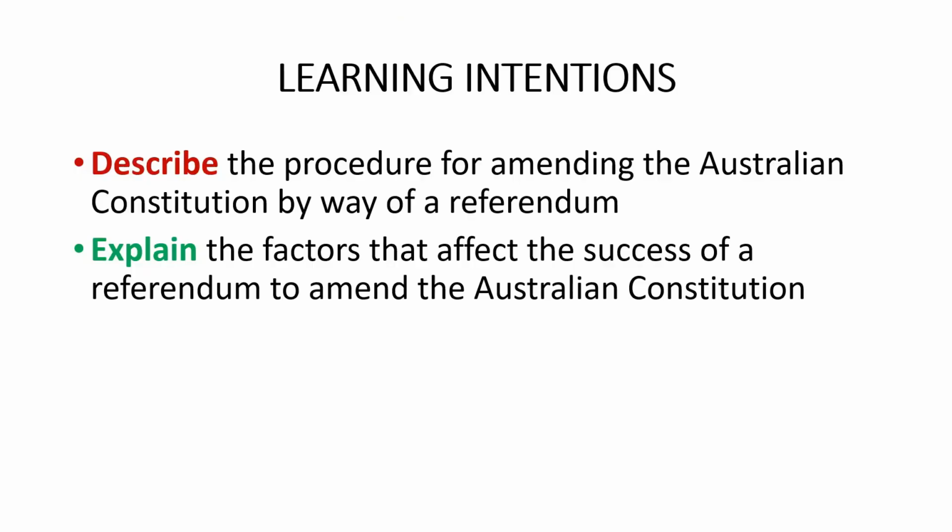On this slide, I've included the 2 learning intentions for this video. Make sure that you write these learning intentions down in your Cornell notes. The first learning intention is that you should be able to describe the procedure for amending the Australian Constitution by way of a referendum. The second learning intention is that you should be able to explain the factors that affect the success of a referendum to amend the Australian Constitution.